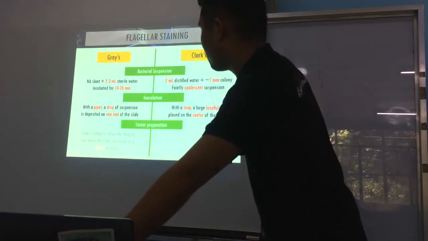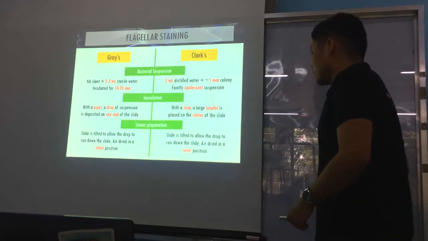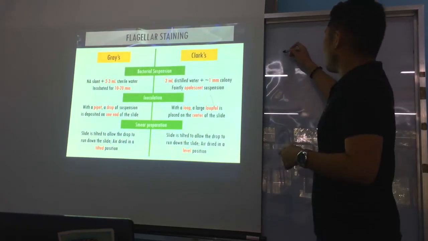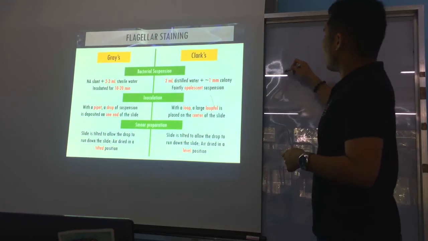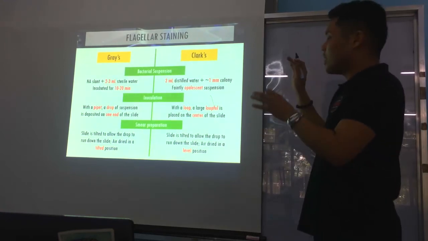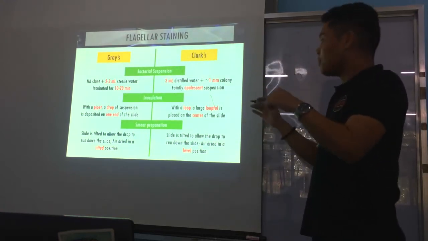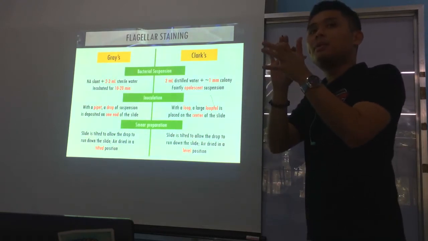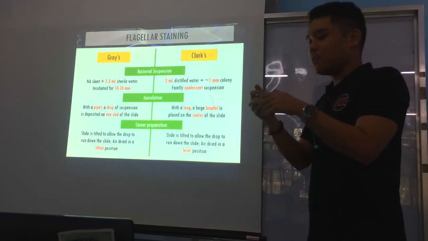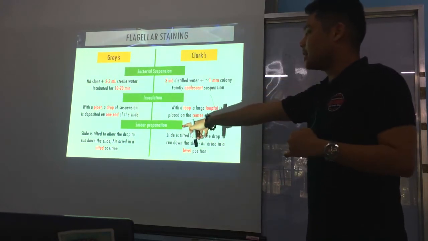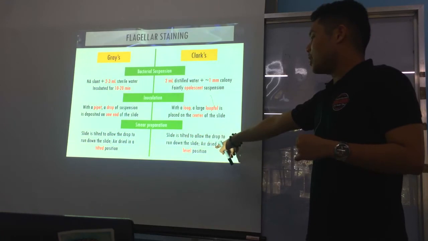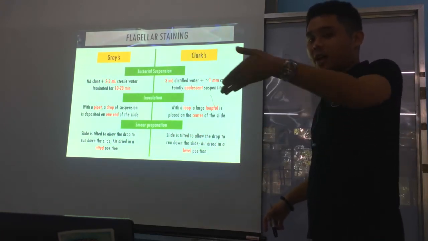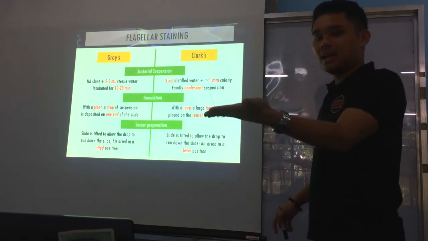Next, for smear preparation, in both of them the slide is tilted to allow the drop to run down the slide, so that the drop runs all over and covers the whole slide. Then you air dry it, Gray's in a tilted position, and Clark's in a level position. So you do not tilt Clark's.